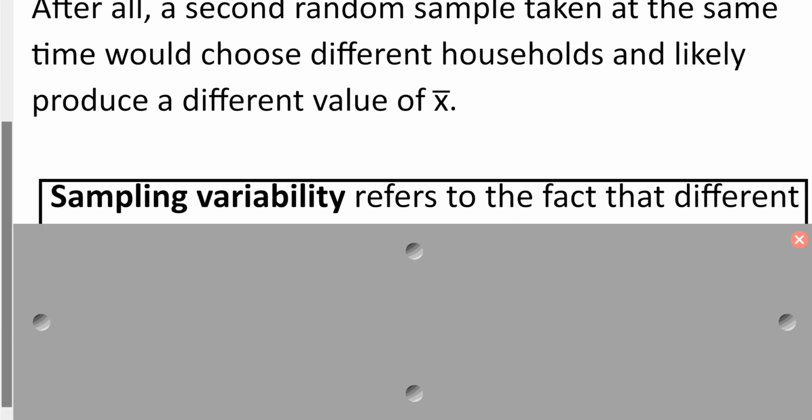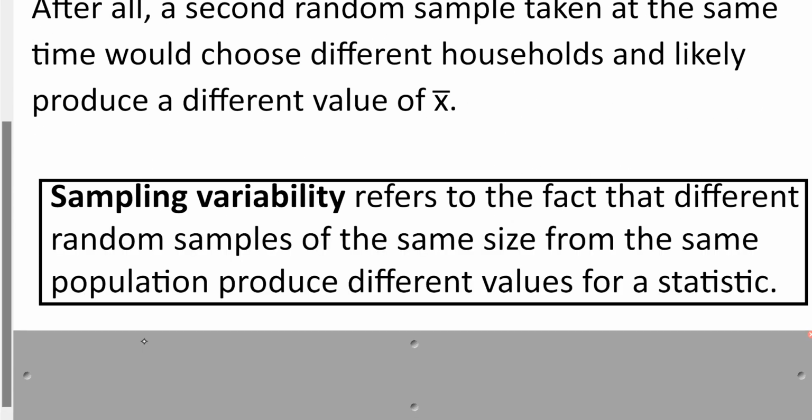That's natural. That's a thing called sampling variability. Sampling variability is something we've talked about. It refers to the fact that different random samples of the same size from the same population produce different values for a statistic. So how can we actually find one that's the most accurate? It's never going to be 100% accurate.